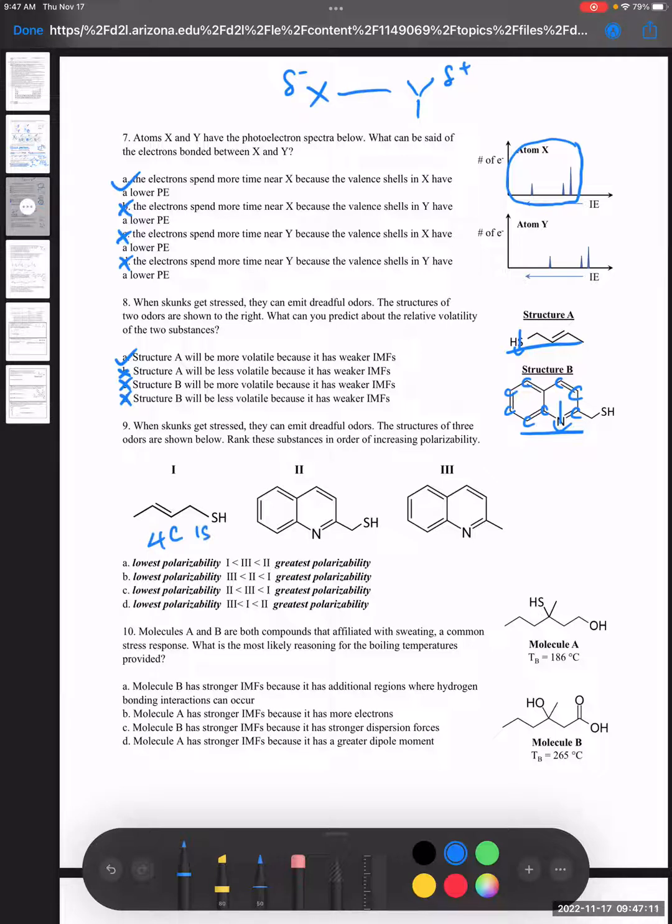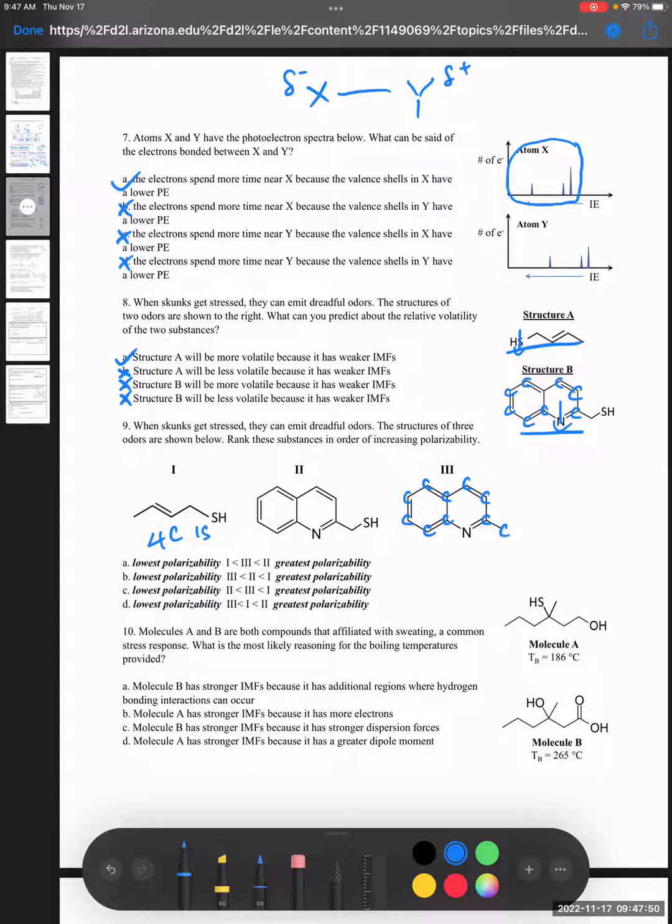But in option 3, we have 10 carbons, and each carbon atom brings 6 electrons. Because of having 6 more carbons, the lack of sulfur is compensated. The point is molecule 1 has the lowest number of electrons, and it is the smallest. Therefore, it's going to be the least polarizable out of the 3. So the lowest polarizability should be 1.